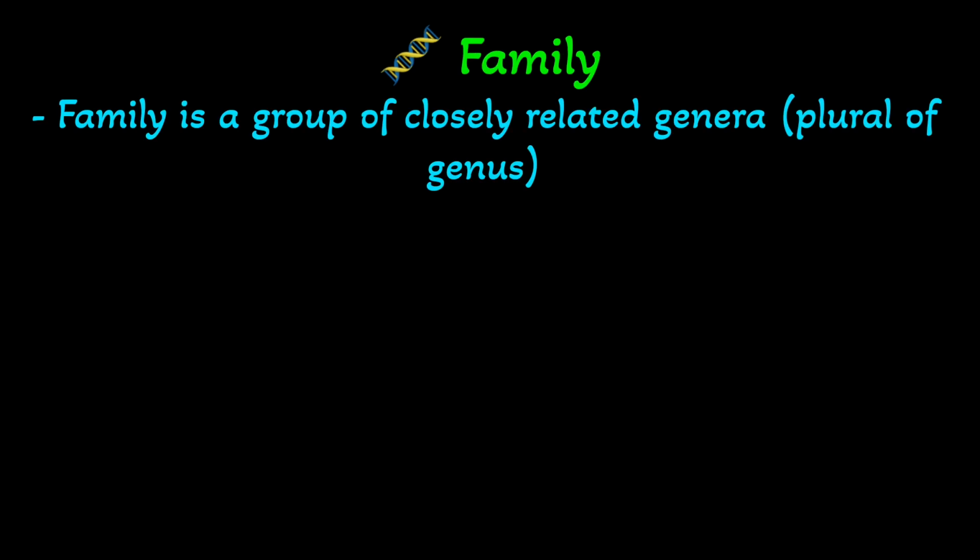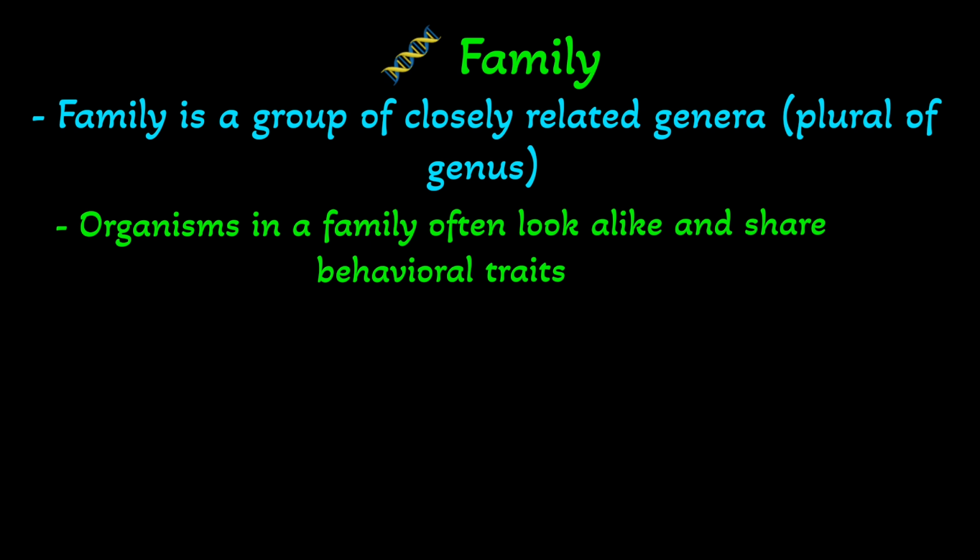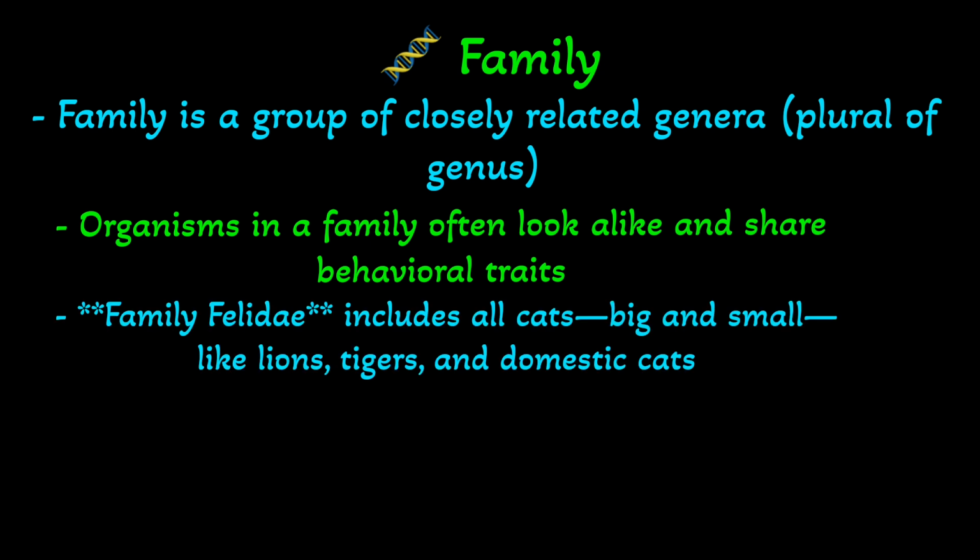Now we are going to understand the family. The family will include a group of closely related genera. Genera is the plural term for genus. Organisms in a family will often look alike and share their behavioral traits. So the behavior will be almost similar and sometimes they look alike also.